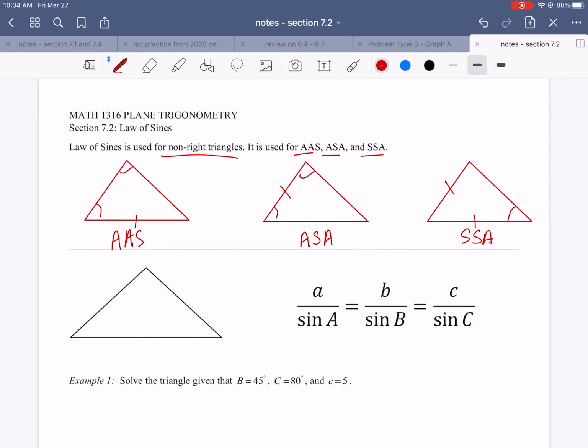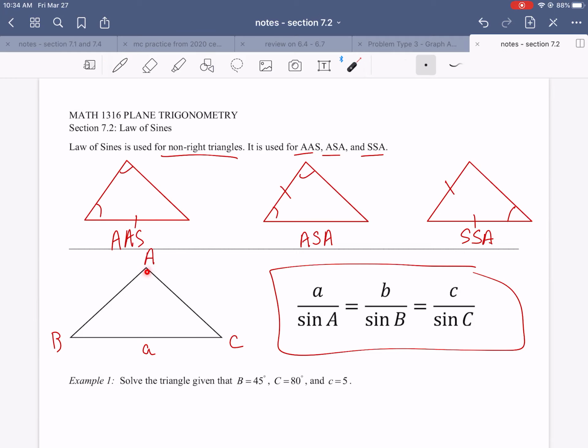Now, the law of sines formula is right here. a over sine A equals b over sine B equals c over sine C, where the capital letters are your angles and the lowercase letters are your sides. And so if we had a triangle here and we called our angles capital A, capital B, and capital C, the sides always correspond with the angles. So side a is going to be across from angle A, as you can see there. Side b is going to be across from angle B, and side c is going to be across from angle C. And we call these ratios.